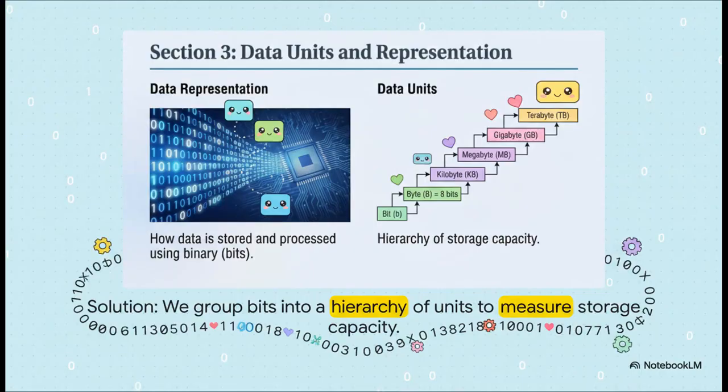And the solution is actually pretty straightforward. We just group them into a clear hierarchy. Just like we group grams into kilograms, we group bits into bytes, kilobytes, megabytes, and on and on. This gives all of us a simple, common language to talk about storage space and file sizes.